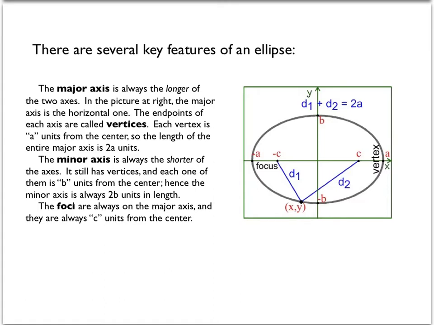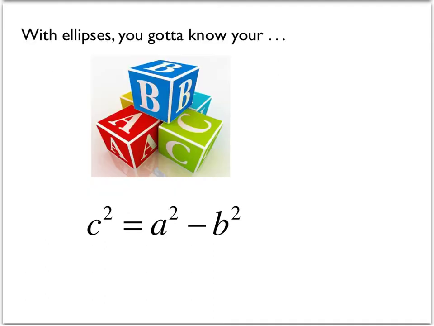The minor axis, in this case anyway, would be the vertical one. It's always the shorter of the two axes, still has those vertex points at the edges like that. And here, the minor axis, the vertex points are B units from the center, thus the whole minor axis is 2B units in length. And here's our focal points right here, represented by those C's. They're always C units from the center.